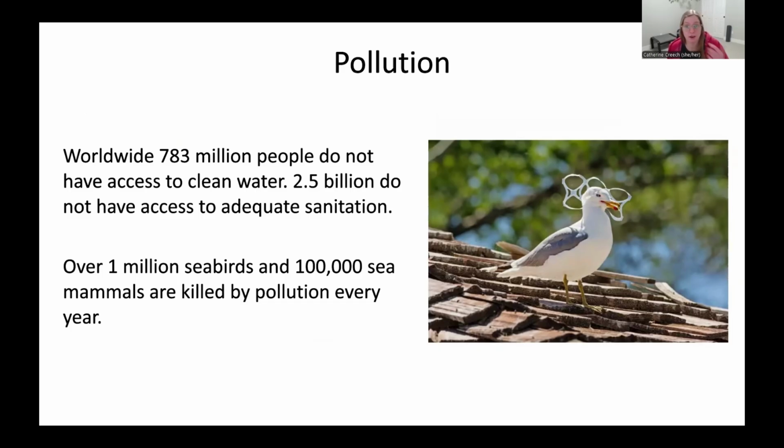So in our water system, we have 783 million people worldwide who do not have clean water. That also includes plants and animals that are not counted in that number. And 2.5 billion do not have access to adequate sanitation. There are about 8 billion people on Earth, so that is a lot of us. Over 1 million seabirds and 100,000 sea mammals are killed by pollution every year.